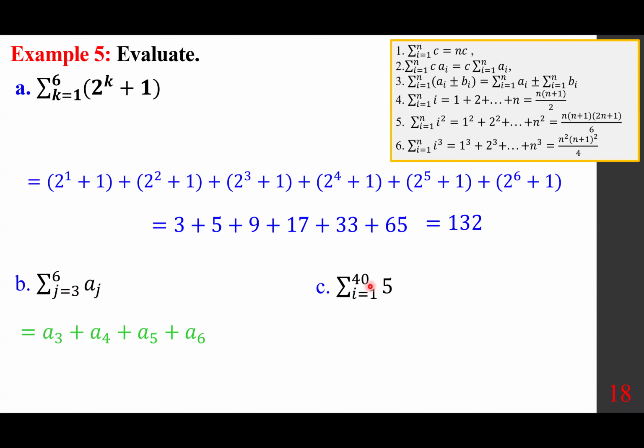The summation of 5 as i goes from 1 to 40. We look at those properties and we see this one means c times n or n times c. So because this goes from 1 to 40, 40 times 5 makes it 200.